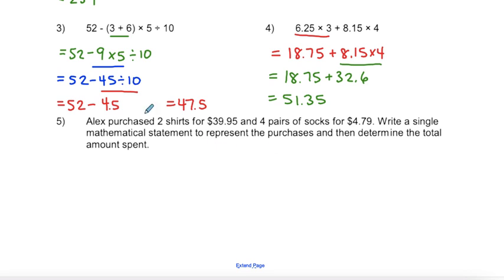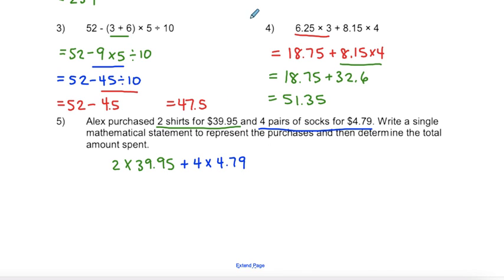So my equation would be 2 shirts at $39.95. So that's 2 times $39.95. So that's my statement for the part for the shirts. And then I'm doing 4 pairs of socks at $4.79. So I'm adding 4 times $4.79. So that is the equation that will represent the total cost for his purchase.